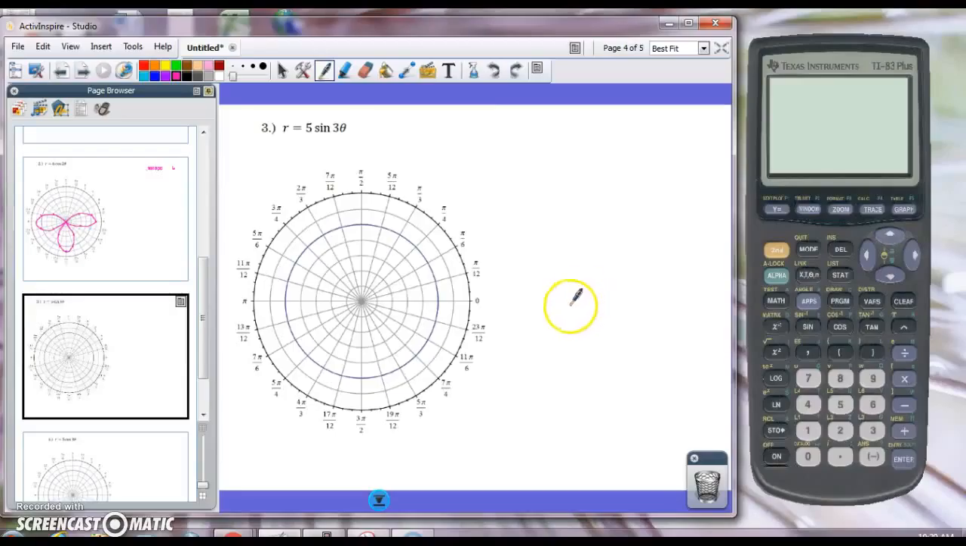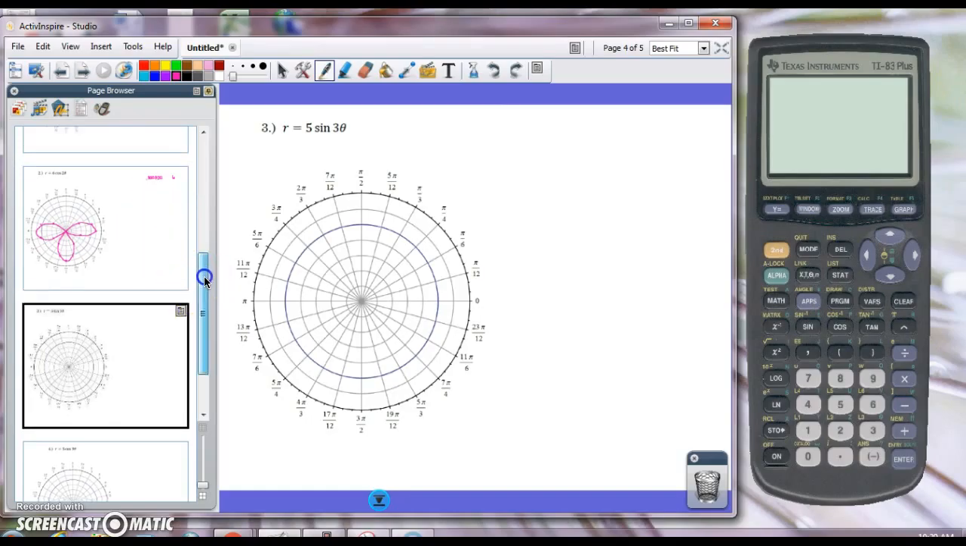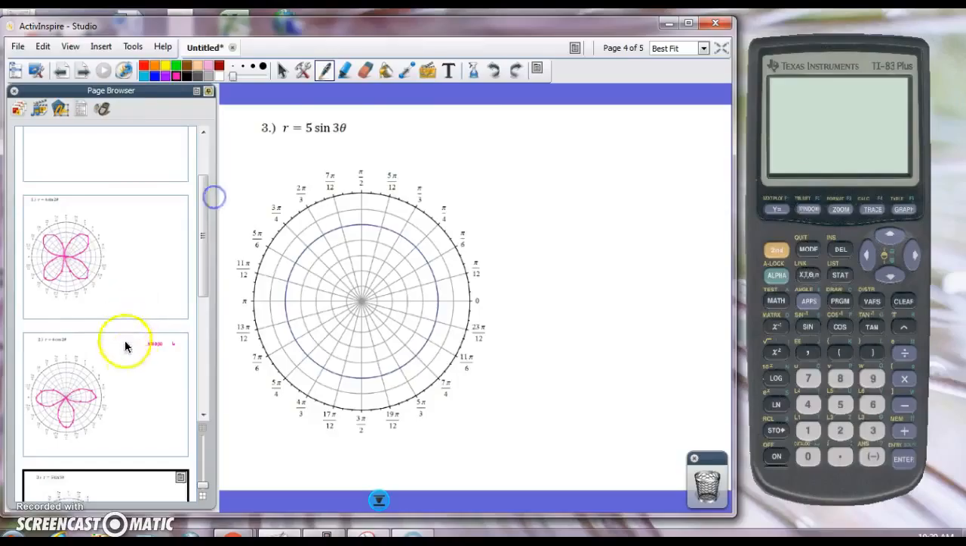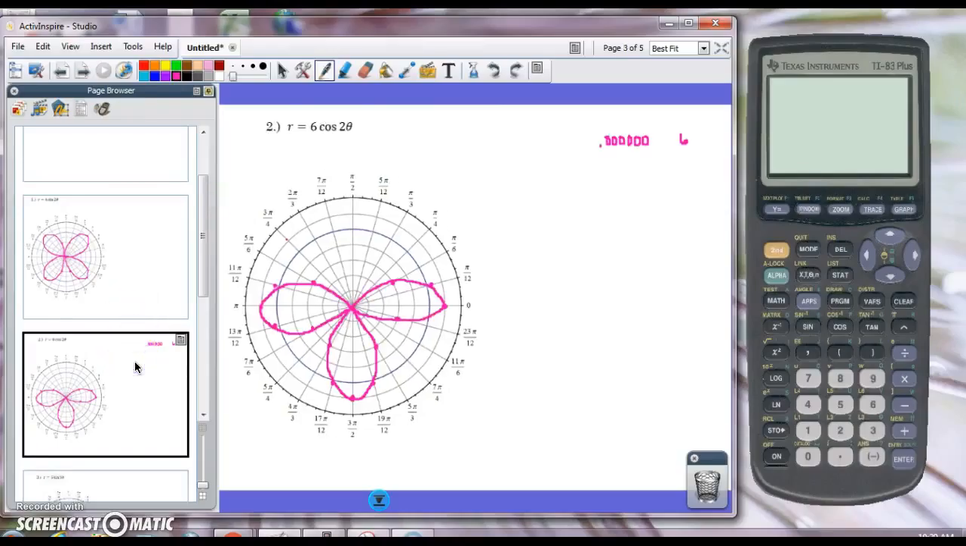Hey everyone, this is part 2 of the rose curves notes. In the last video we did the first 2 problems where n was an even number, and we had an even number of petals, double that.